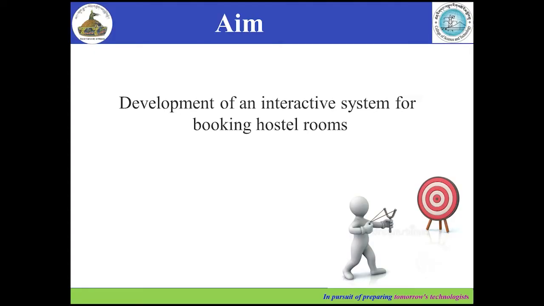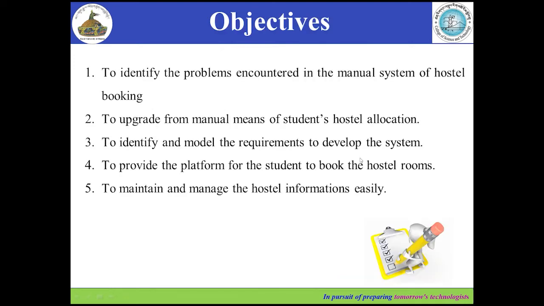The main aim of our project is the development of an interactive system for booking hostel rooms, and in order to fulfill this aim, we have come up with some objectives: to identify the problems encountered in the manual system of hostel room booking, to upgrade from manual means of student hostel allocation, to identify and model the requirements needed to develop the system, to provide a platform for students to book hostel rooms, and to maintain and manage hostel information easily.